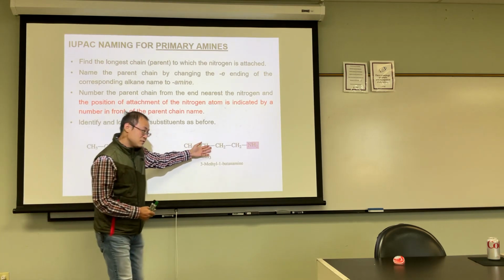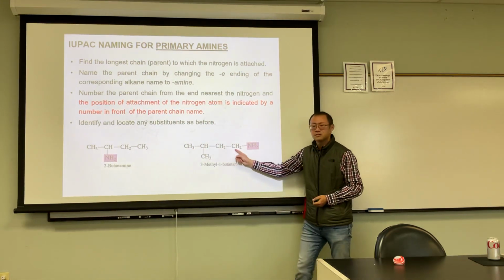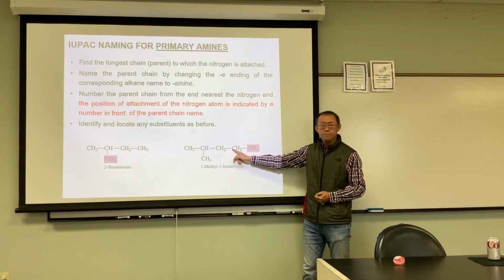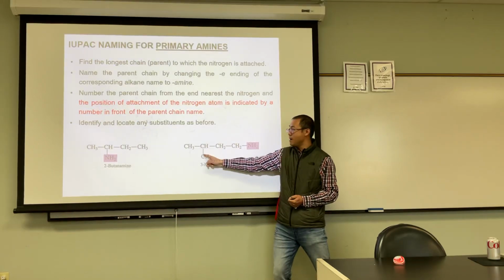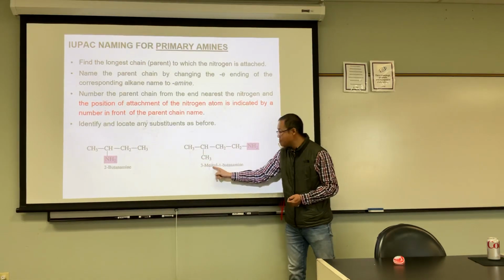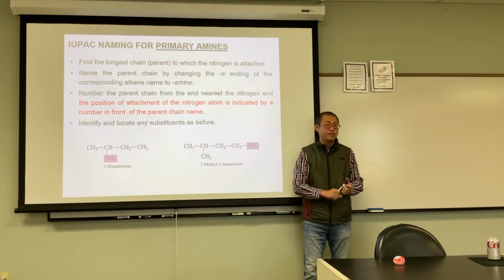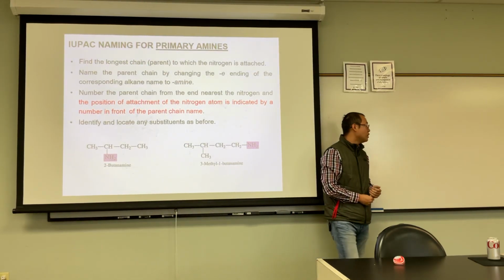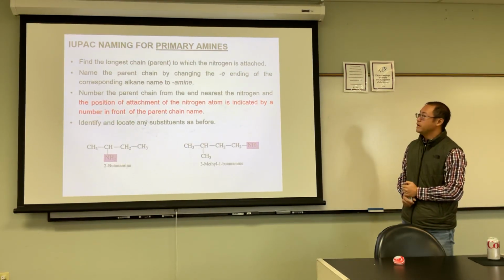And this molecule, longest chain, 4 carbons. This is number 1. So 1-butanamine. And besides these 4 carbons, there's a methyl on number 3. So 3-methyl-1-butanamine. And keep in mind, there must be a number in front of the name. Okay, in front of the name.